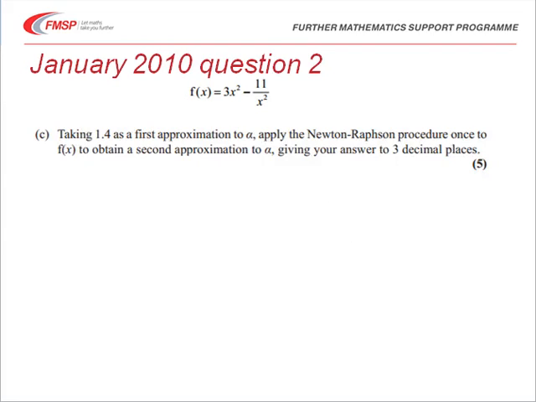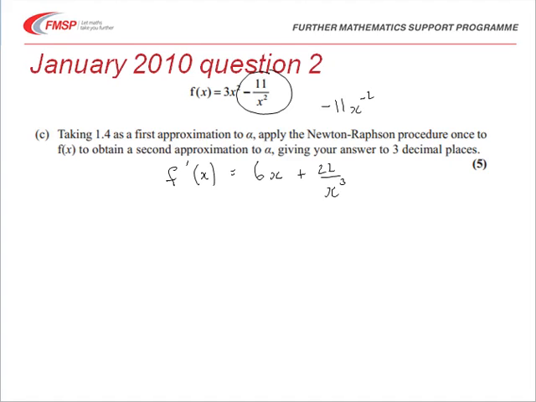In the final part of the question we're asked to use the Newton-Raphson procedure. So to do that we need to first of all differentiate to find f dashed x, and that is 6x plus 22 over x cubed. So that was by writing or thinking about it as being minus 11x to the power minus 2. So when we differentiate, multiply by the negative 2 to give the plus 22 and reduce the power to negative 3, in other words 22 over x cubed.